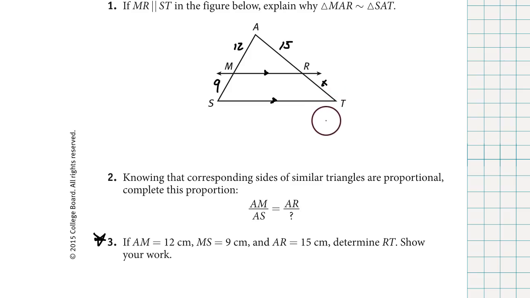Now we can create proportions by matching up corresponding parts. It could look like this. The 12 is to the 9 as the 15 is to the x. Use cross multiplication, and that would find us the length for x.